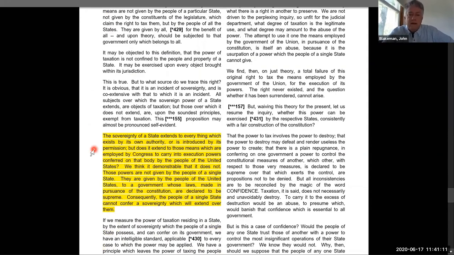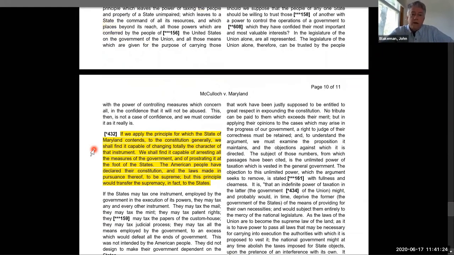And Marshall says the sovereignty of a state extends to everything which exists by its own authority or is introduced by its permission. There's no question about that. But further down, Marshall says, but if we allow this, if we agree that the people of one state can regulate a federal institution within their state, if we apply the principle, we shall find it capable of changing totally the character of the national constitution. We shall find it capable of arresting or limiting all the measures of the government and prostrating it at the foot of the states. That is, if you allow the people of one state to regulate a federal institution within their state, you are allowing the people of that state to limit the power of the federal government.